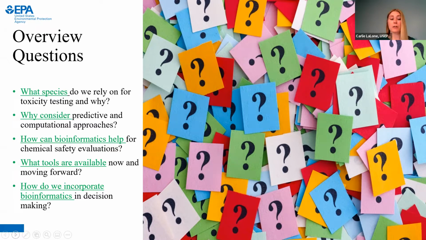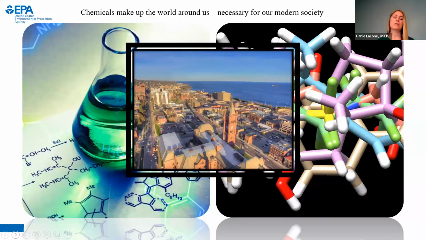I'd like to talk to you about a tool that's available currently and what we're doing to advance that tool, and then how I think that we can begin to incorporate bioinformatics in decision making. So to start off, this is nothing new for this group. We know that chemicals make up the world around us and are certainly very necessary for the modern society that we live in. And this is just a picture of Duluth overlooking Lake Superior. So this is where I live currently and work.